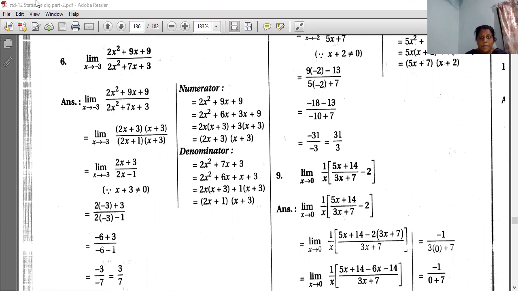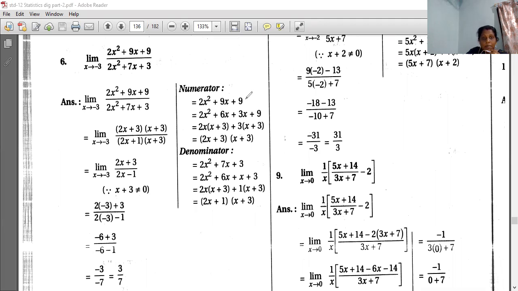Next sum is the sixth one. Limit x tends to minus 3 of 2x square plus 9x plus 9 upon 2x square plus 7x plus 3. So here you have to do the factorization. The middle term you have to split. Again, wherever it is possible, you have to do it. If the numerator and denominator both are possible, then only you can do it. Otherwise, leave it as it is. Okay.